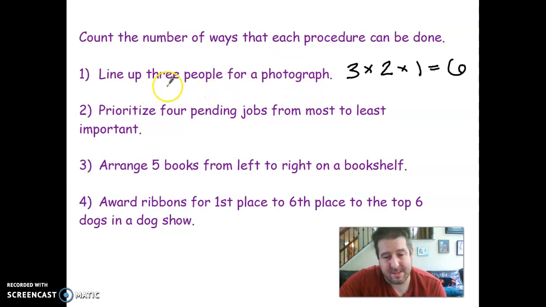So if you call them A, B, and C, you could put A in the front and then BC, or you could switch BC around. You can test this. There are still 6 outcomes. Those are just 2 of them. So basically anybody can be in the front, and then there's 2 more outcomes.